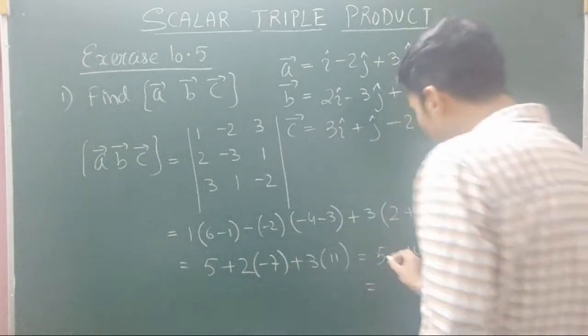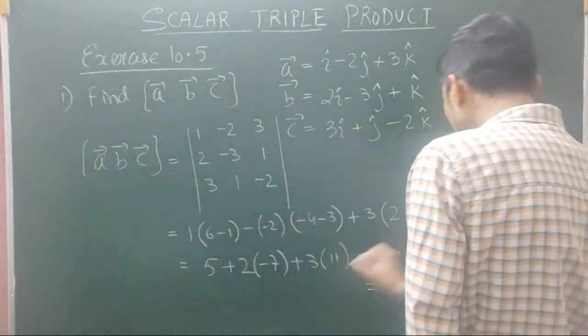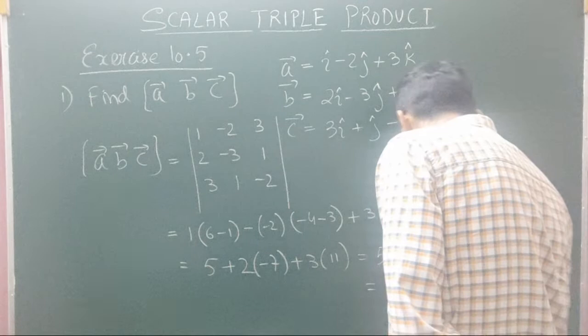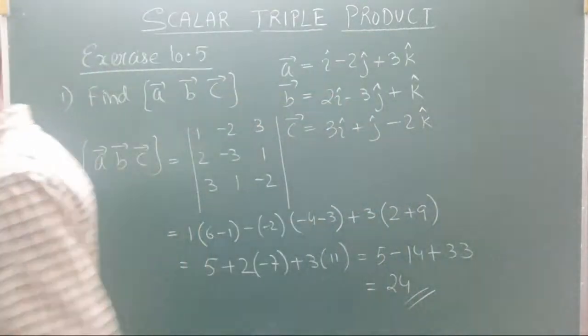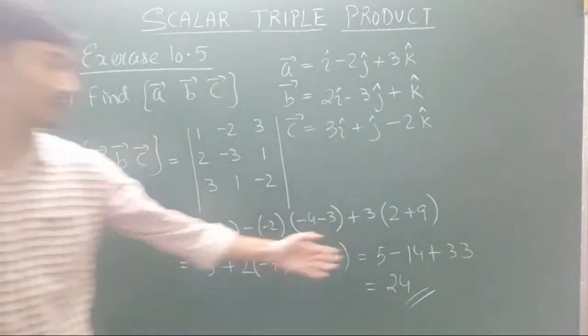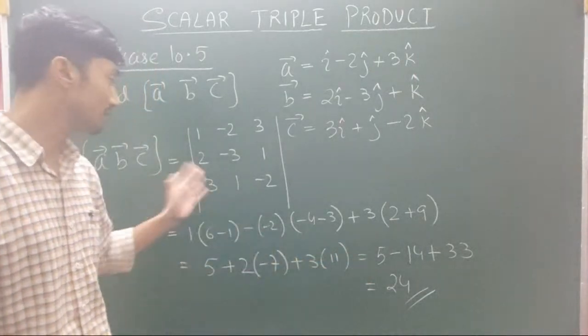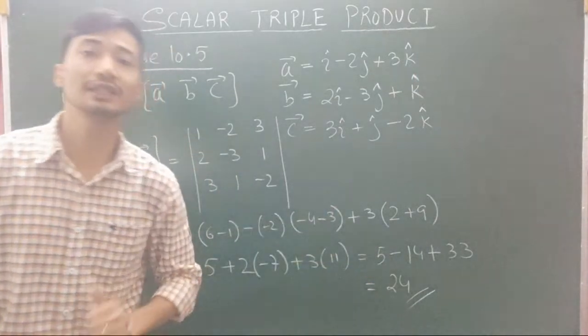So 33 plus 5, 38. 38 minus 14, 24. So as we can see, the result is a scalar. That's why it's called scalar triple product. The result that we get is a scalar.